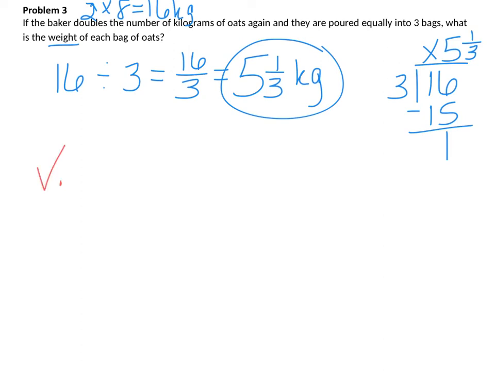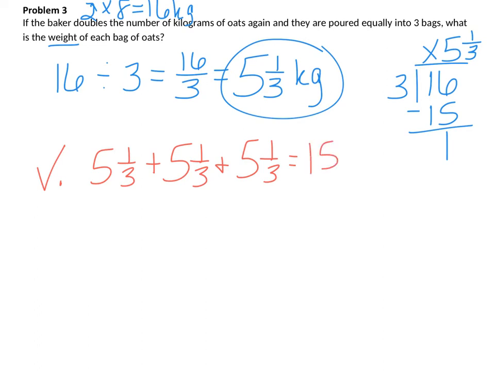So, check mark, 5 1/3 plus 5 1/3 plus 5 1/3. 5 plus 5 plus 5. 5 times 3 is 15. 1/3 plus 1/3 plus 1/3. Denominator stays the same. 1 plus 1 plus 1 is 3. Well, 15 3/3 is also equal to 16. So it checks out because that's how many kilograms I started with.